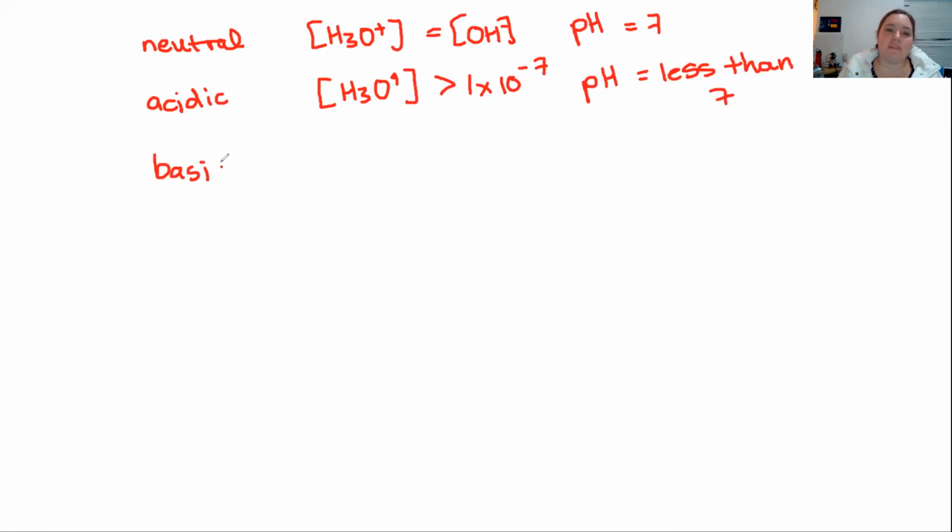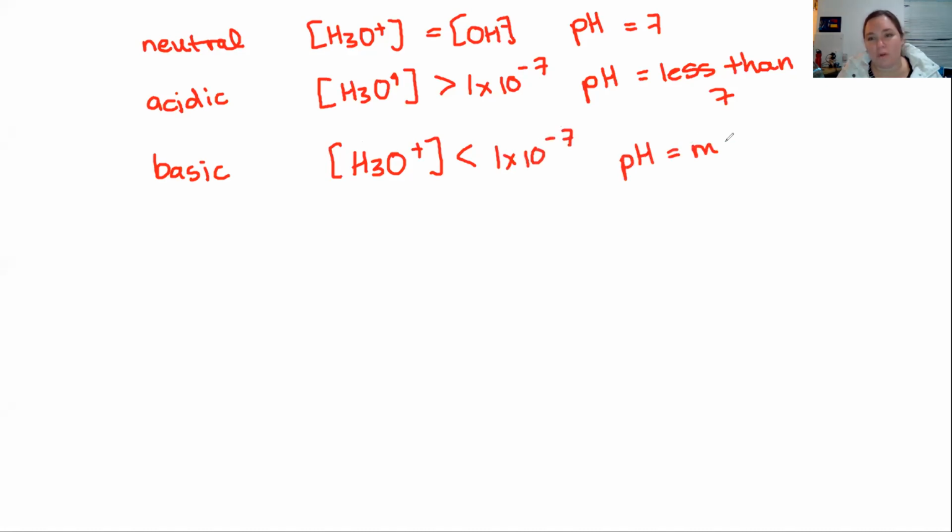And if we have something that's basic or alkaline, our concentration of H3O plus will be smaller than the concentration of OH minus, and therefore it will be smaller than 1 times 10 to the negative 7, which gives us a pH that is more than 7.